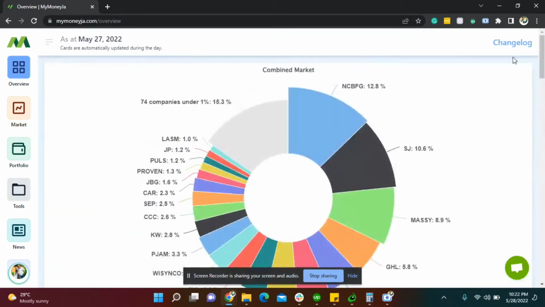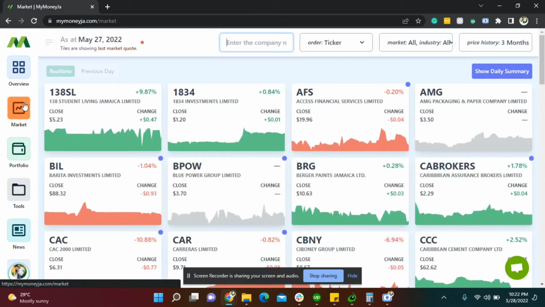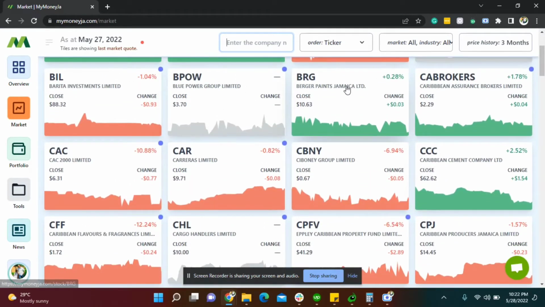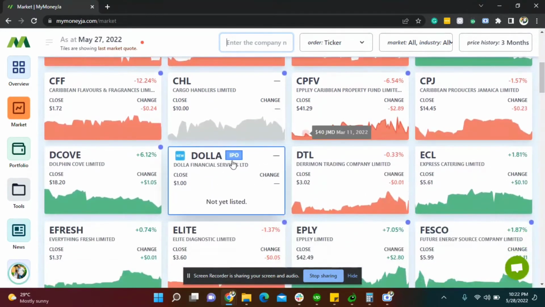All right, so let's go into the market tab, and I'll show you what that is about. The market tab has all the different companies here. You have Barita, Blue Power, Berger Paints, Carreras. I really love this one, Carreras, the dividends are tremendous on this one. That's one of my favorite stocks. And we have Dollar Financial. It's not yet listed, but it has been oversubscribed by 10 times. So when this gets listed, which is soon, just read the news for that.